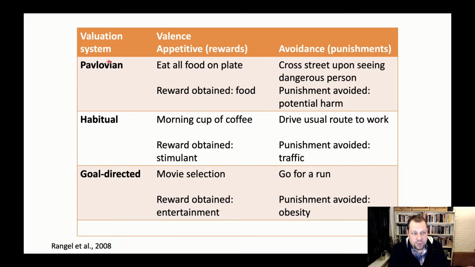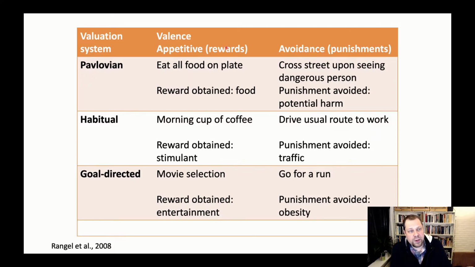So the Pavlovian system we talked about when we talked about the Rescorla-Wagner learning model, when the animal, or we as well, learn associations between a stimulus and its value, and then exhibit behaviors such as approach behaviors that are hard-coded, basically.